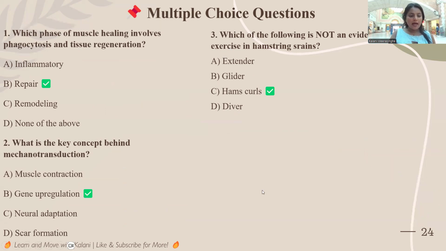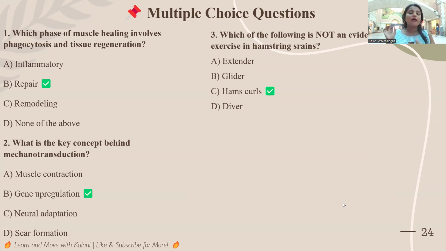In addition, I have put some MCQ and SCQ questions for your reference. For MCQ questions, I have marked the answer here. These are really simple questions. They are just from my own presentation. For the first question, which phase of muscle healing involves phagocytosis and tissue regeneration? It's obvious. Tissue regeneration and phagocytosis occur in the repair phase.